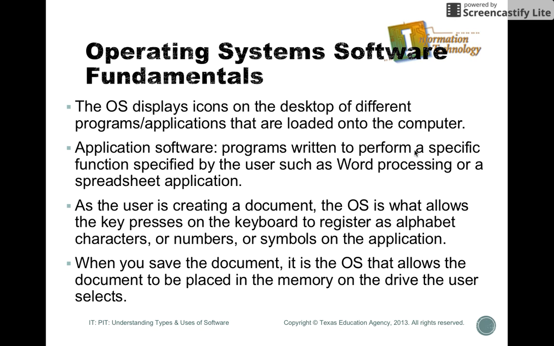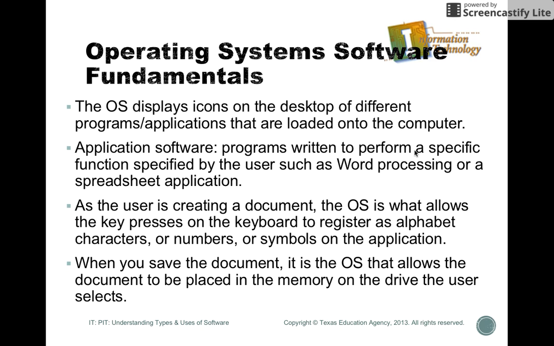Application software is programs written to perform a specific function specified by the user, such as word processing. Microsoft Word is word processing software, and Excel is a spreadsheet application. All of those are application software. And as the user is creating a document, the operating system is what allows the key presses on the keyboard to register as alphabet characters or numbers or symbols in the application.